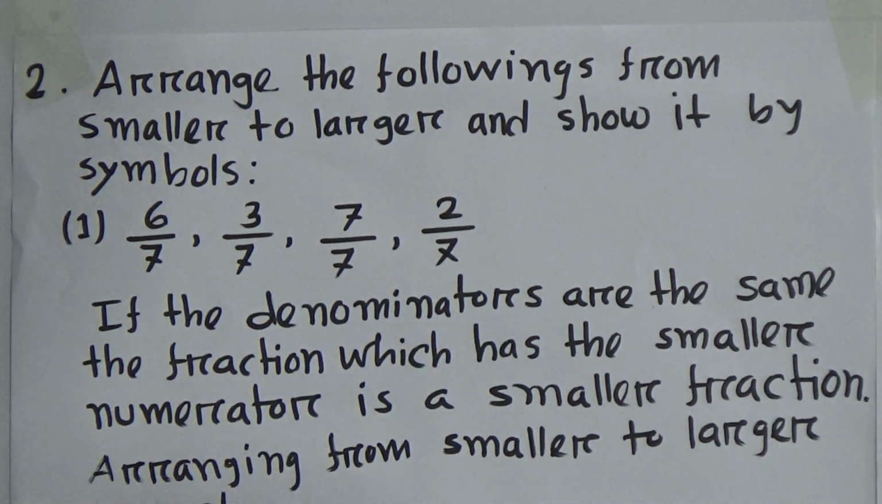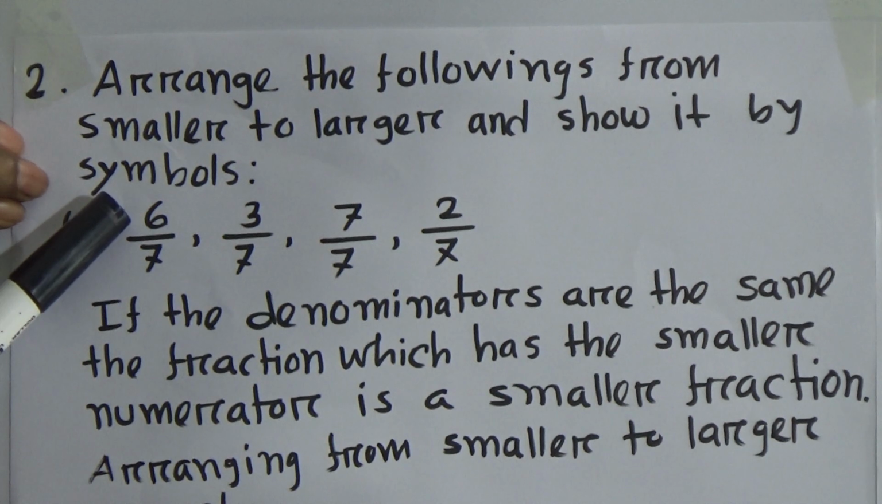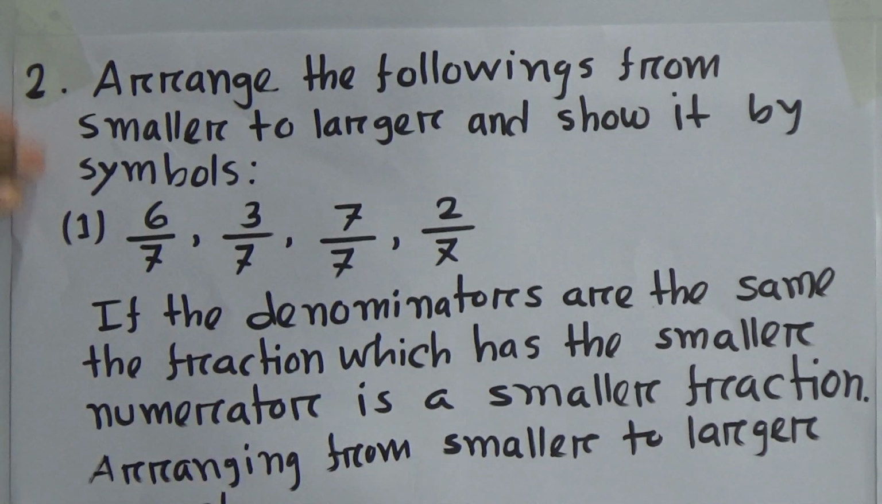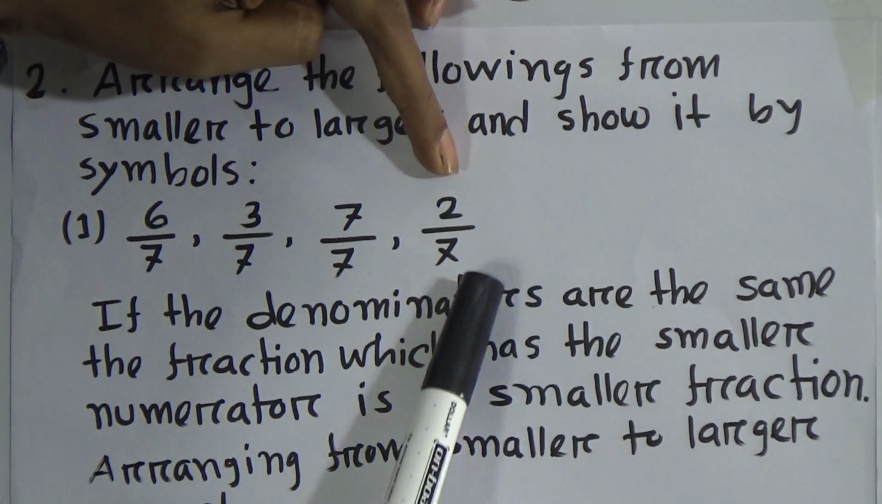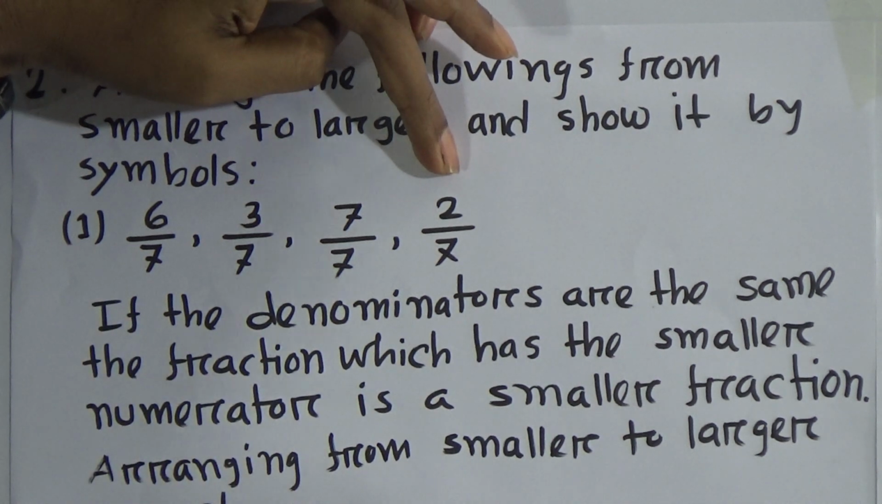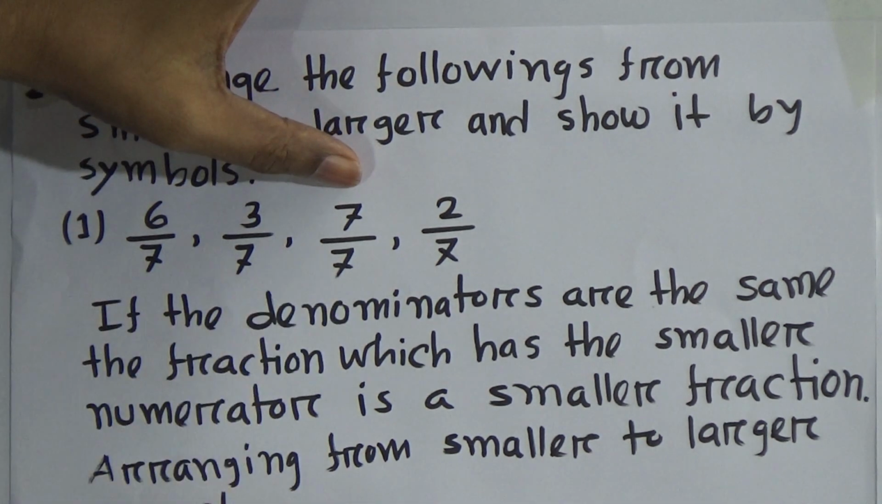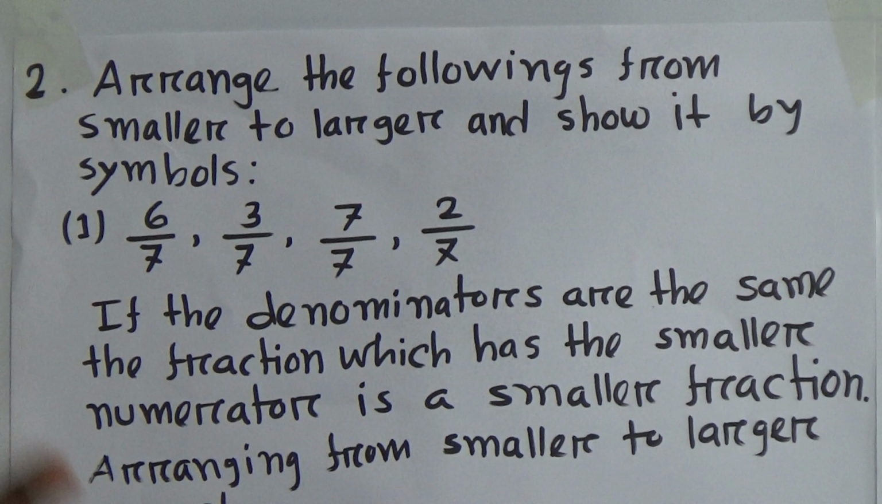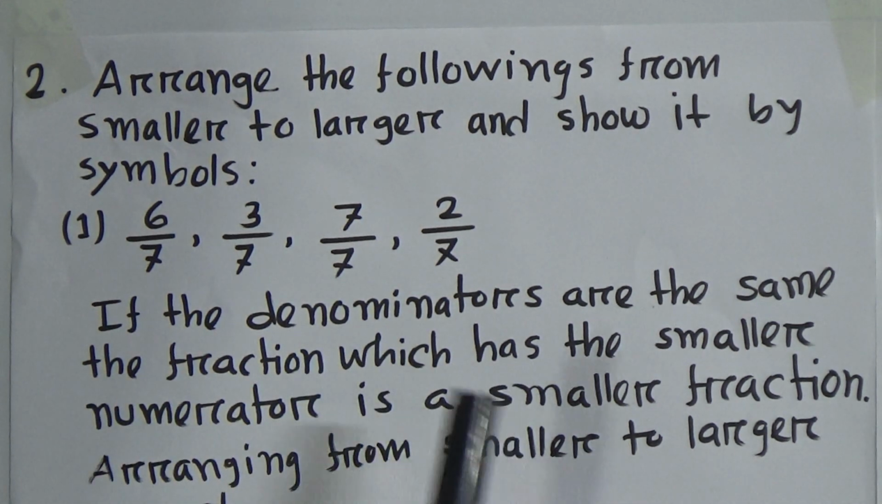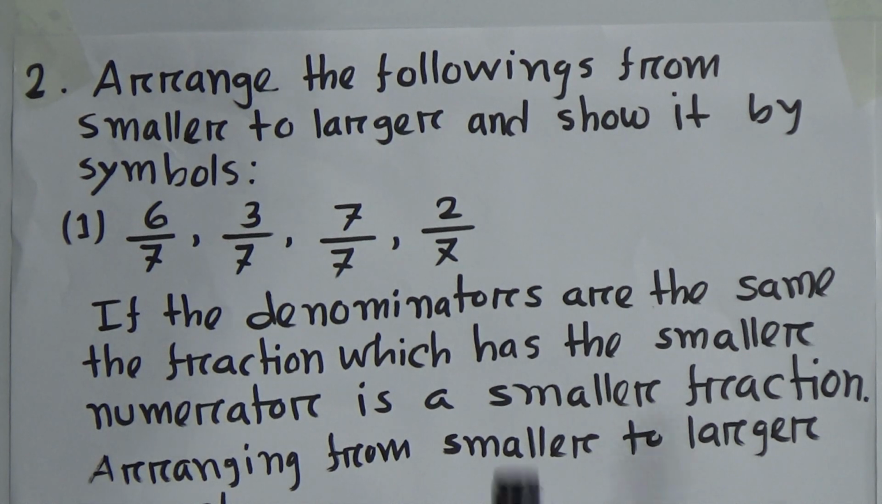Look, I repeat, if the denominators are the same, the fraction which has the smaller numerator is the smaller fraction. That means among 6, 3, 7, 2, which one is the smaller? Obviously 2. So among the fractions, 2 by 7 is the smallest. Then 3 by 7, then 6 by 7, then 7 by 7. So I have written here, if the denominators are the same, the fraction which has the smaller numerator is the smaller fraction.